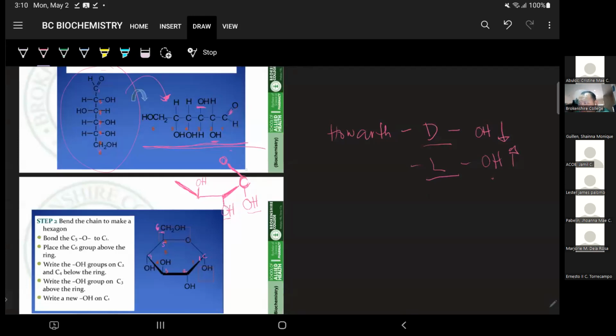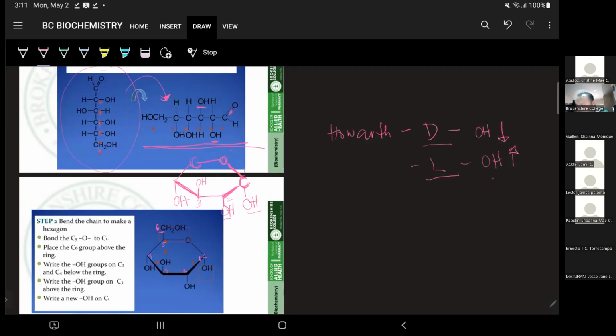So this is your carbon 1, carbon 2, carbon 3 kasi nasa taas yung OH niya. Pagdating sa carbon 4, nasa baba yung OH niya. No? Pagdating sa carbon number 5, okay? Carbon number 5, C. Okay. Disregard the H, kasi makokonekta mo rin naman OH niya, no?